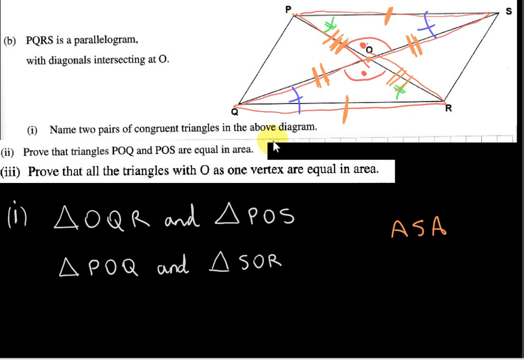Now another pair of triangles is POQ and SOR. So we can prove that these two triangles are congruent in exactly the same way.